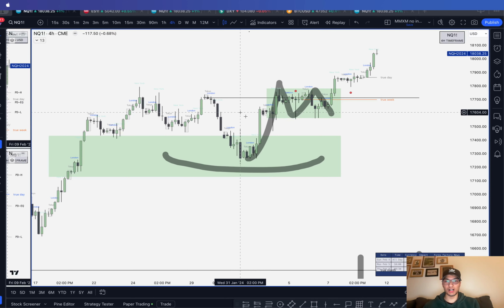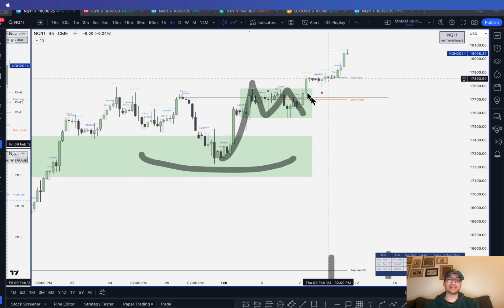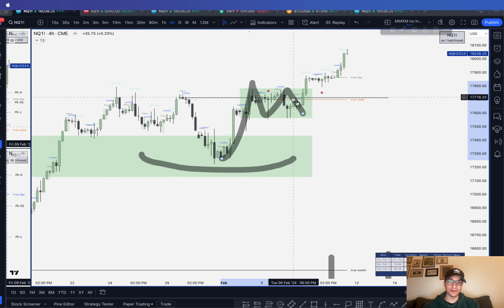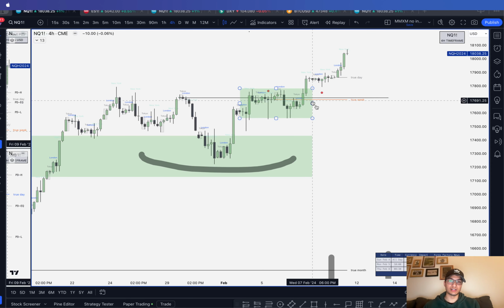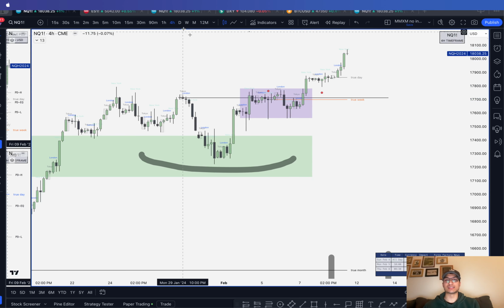Reaccumulation inside the order block. This is defined as a SISD, a change in the state of algorithmic delivery. There will be an SMT here with ES, most probably, or YM, right? Which we'll look for later. And then we distribute once again higher. But seeing just this in the market can tip the hat as to what is happening.